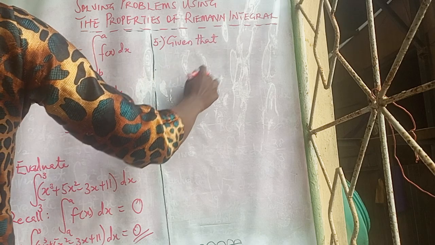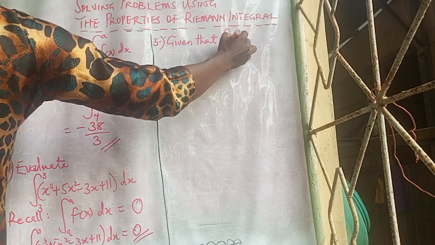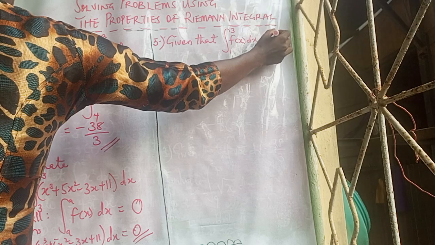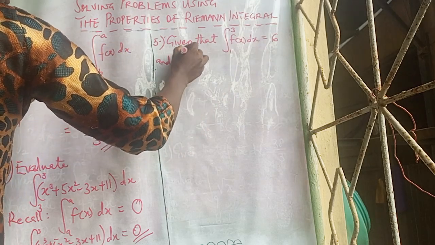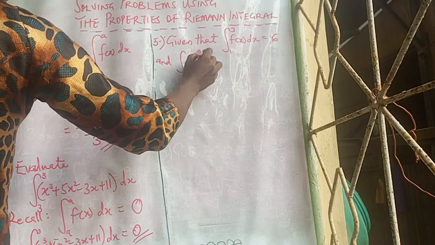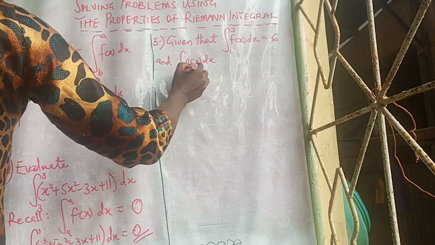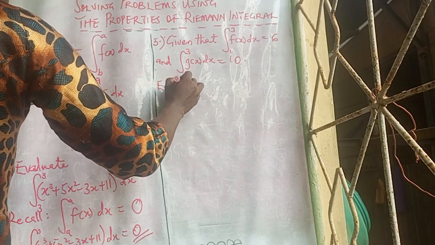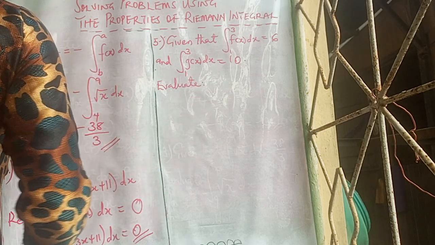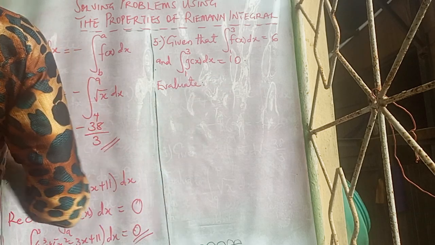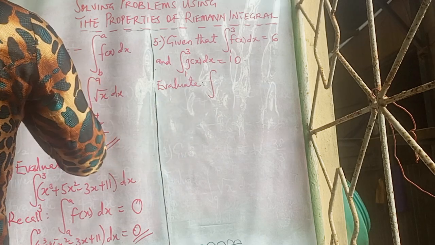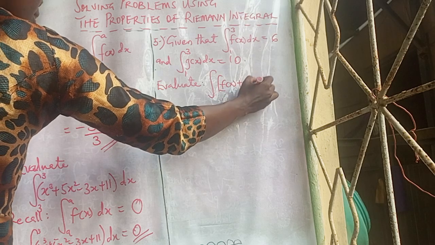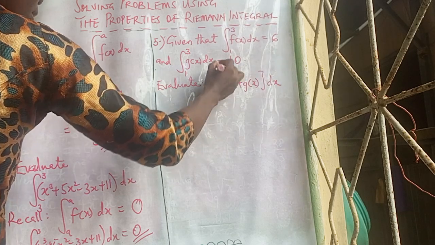Given that the integral of f of x dx from 1 to 3 is equal to 6, and the integral of g of x dx from the same 1 to 3 is equal to 10. We want to evaluate the integral of f of x plus g of x dx from 1 to 3.